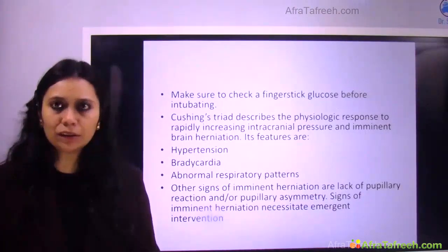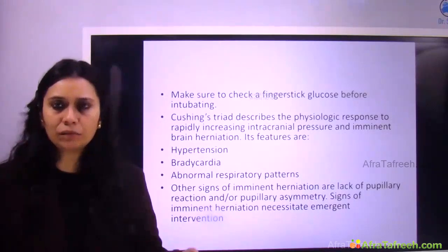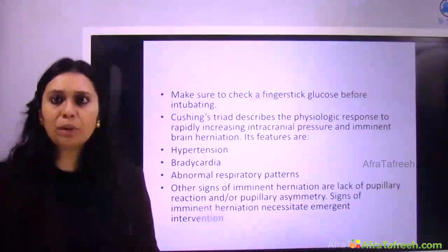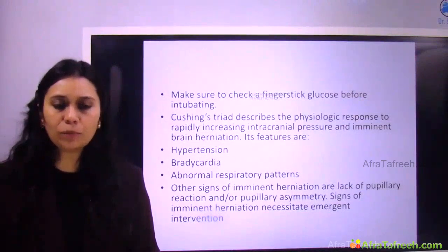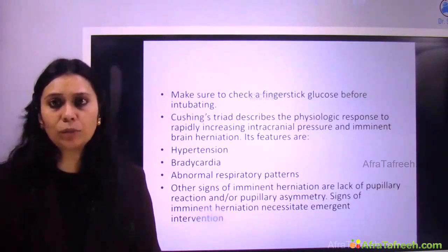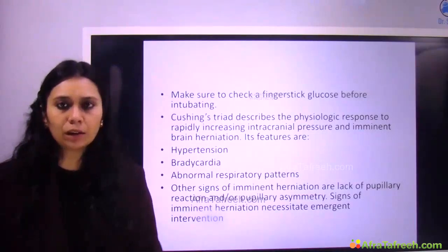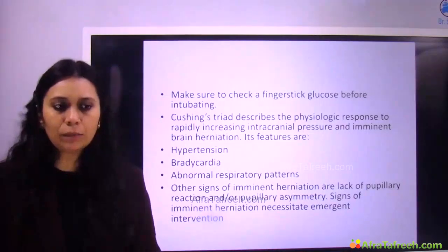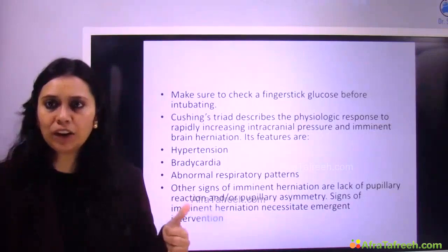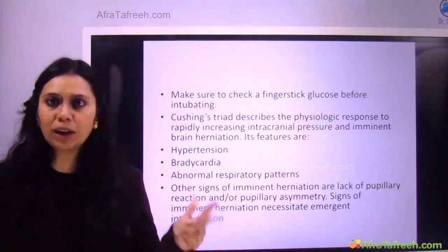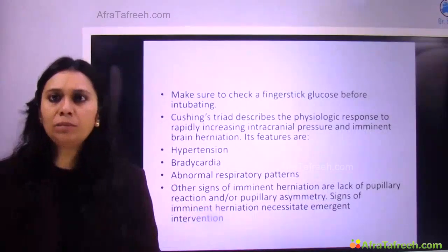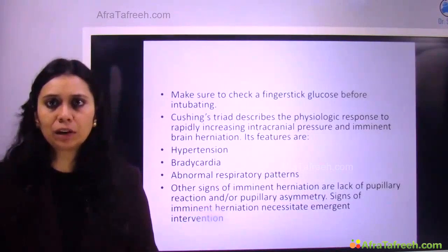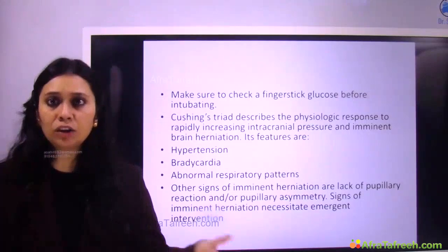The patient's blood pressure is increased, there is bradycardia, meaning the heart rate decreases, and the patient has an abnormal breathing pattern. Pupillary findings may include lack of pupillary reaction or pupillary asymmetry. Hypertension, bradycardia, and abnormal respiratory pattern are the features of Cushing's triad. Other things which can accompany this are a lack of pupillary response or asymmetry of the pupils. Then there is a chance of imminent herniation of the brain.